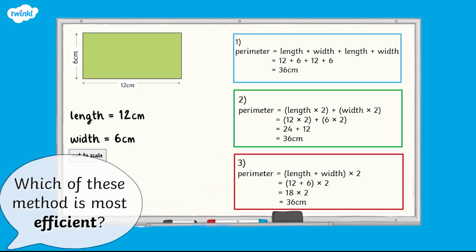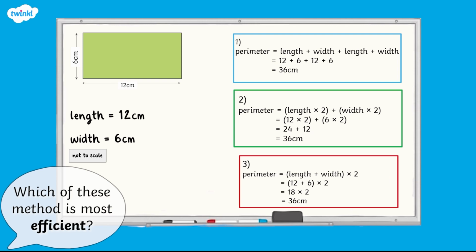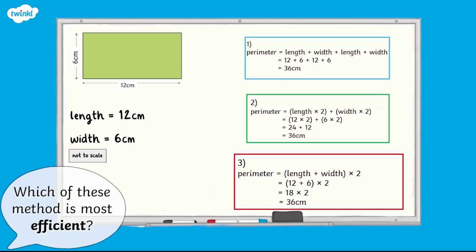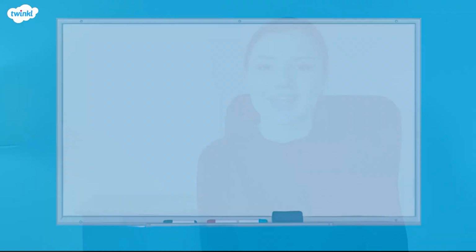Which of these ways do you think is the most efficient? If we look at how many calculations are needed, method 3 needed 2 calculations, where the other 2 methods use 3 calculations each. So method 3 is the most efficient. Now you're going to use this formula to calculate the perimeter of some rectangles.